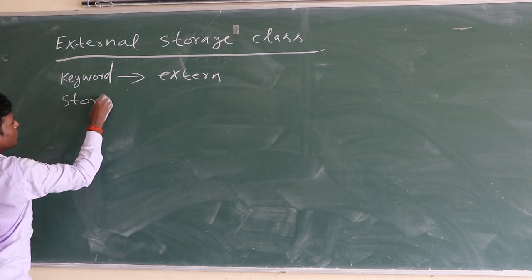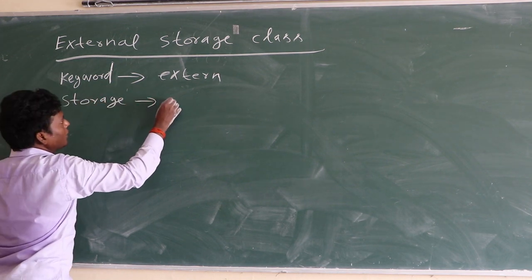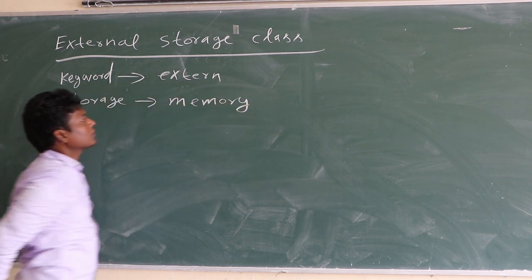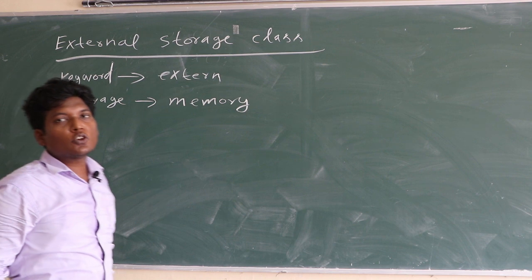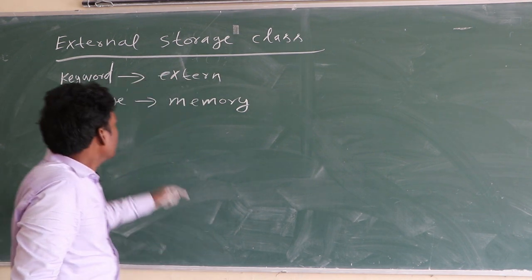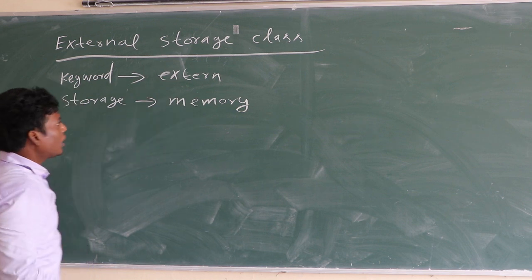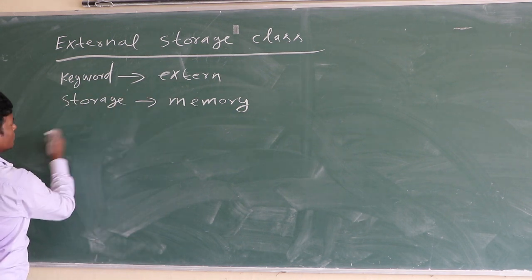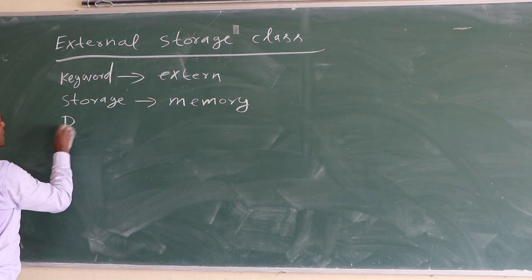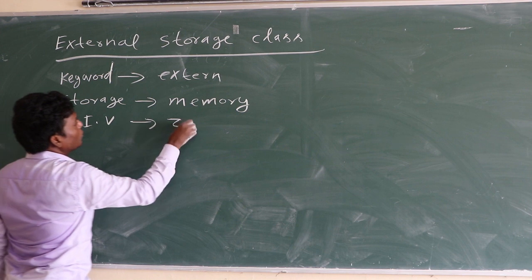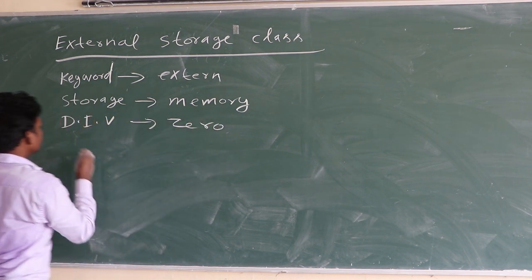Storage is memory, not in register. Register is also memory. It is the smallest and fastest memory. So storage is in memory, not in register. Default initial value is 0, not garbage.